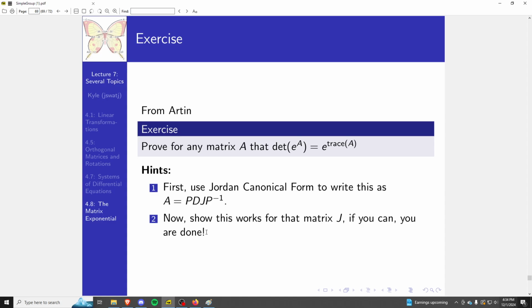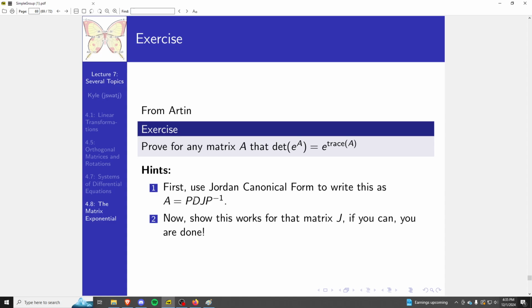So this is an exercise from Artin, which is that for any matrix A, the determinant of e to the A, the exponential of A, is equal to e to the trace of A. And this would be really easy to prove if A was diagonal, but we don't have that condition. Because of that, we have to write it in the Jordan canonical form, which is one of the hints I gave.